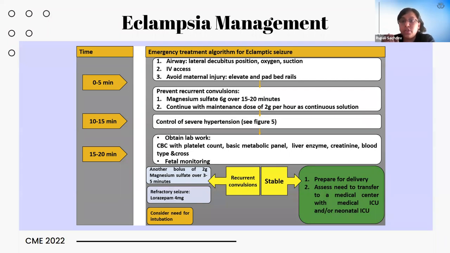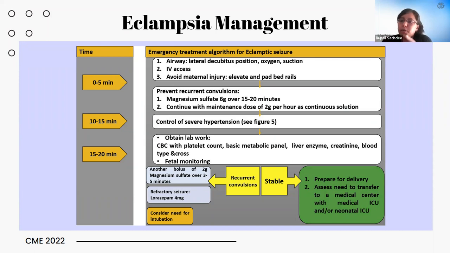Within 0 to 5 minutes, so you have to be very quick. Now, in this period of time, you will give them magnesium sulfate, which is your drug of choice for eclampsia management. You give them 6 grams over 15 to 20 minutes. Now, there are different regimens for magnesium sulfate, the way you give it, but that's beyond your level. What is the drug of choice, as you have been told before? Magnesium sulfate. Yes, thank you. You continue with the maintenance dose of 2 grams per hour as continuous solution.